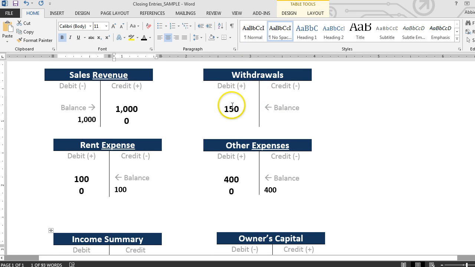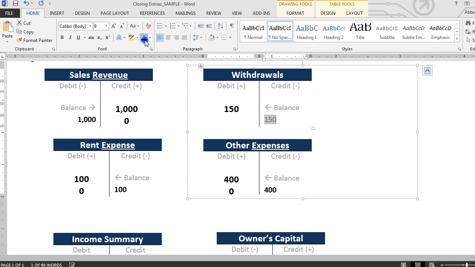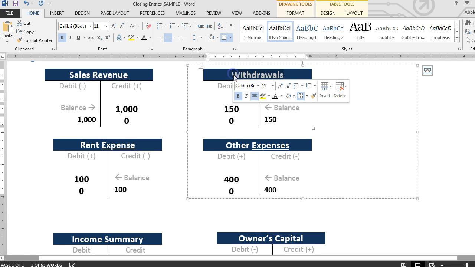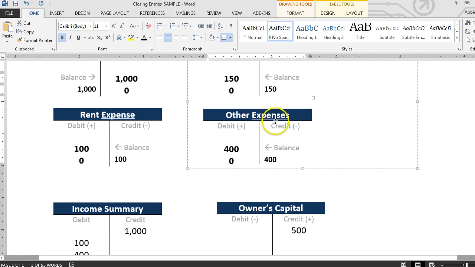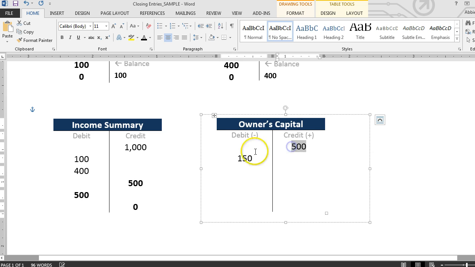Okay, so with withdraws, I need to close out this account, so I'm going to credit our 150, leaving me with a zero balance, and we said this withdrawal account goes directly to owner's capital. So I'm crediting this account for 150, which means I'm going to have to debit this account for 150. So then my ending balance for owner's capital is going to be my credit minus my debit, which leaves me with $350.